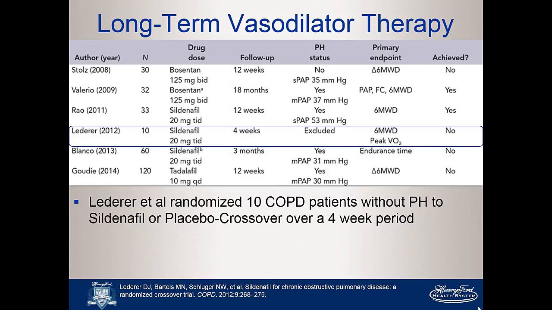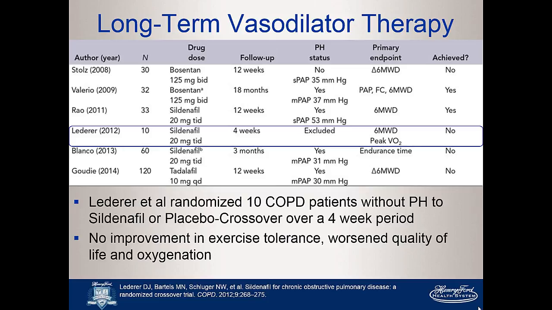Looking at sildenafil, a trial of 10 patients, again without PH. These patients were actually excluded from the trial, received sildenafil or a placebo, and then crossed over over a 4-week period. The study looked at 6-minute walk distance as well as VO2 max. And again, there's no improvement in exercise tolerance. And these patients actually had a worsened quality of life. They felt terrible.